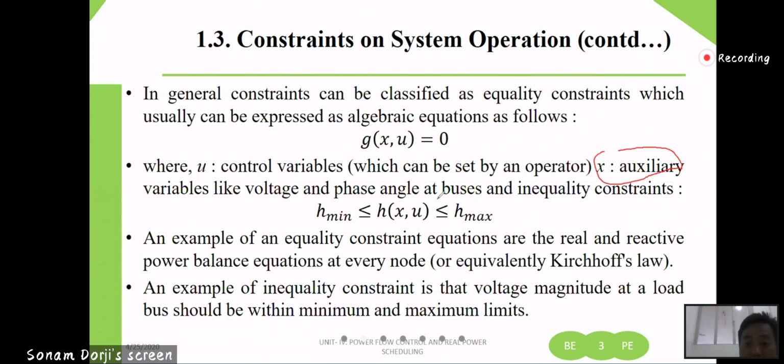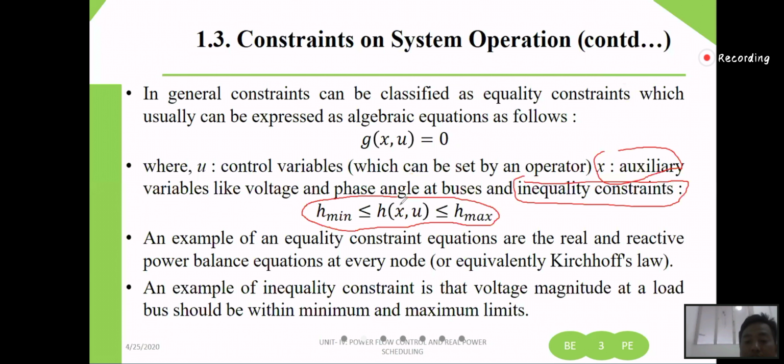Then the inequality constraint can be expressed in terms of h by this equation, and x is the same. Sorry, x is not the control variable, it is the auxiliary variable, and u is the control variable. In the inequality constraint, there will be a maximum limit and a minimum limit, h max and h min. This is just a general expression of equality and inequality constraints.